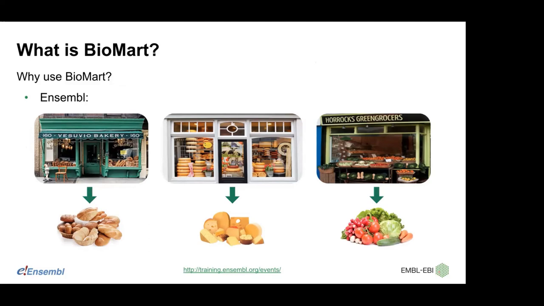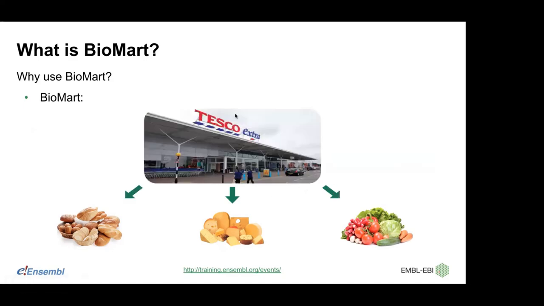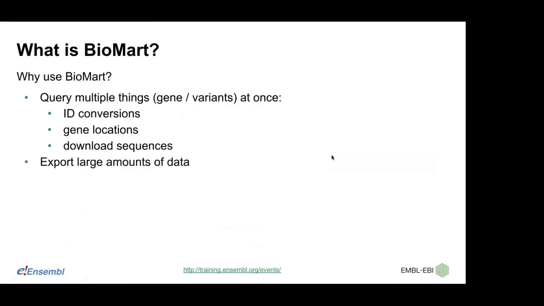But in BioMart, you will be able to do it more efficiently and faster in just one place. So I've used this analogy of a supermarket. It's a bit like the different shops, the place for bread, so bakery, cheese, and vegetables, all coming together in just one supermarket. So it's great for things like ID conversions.